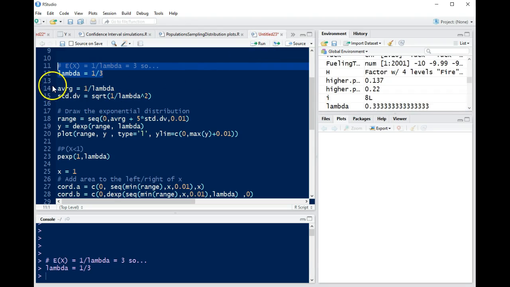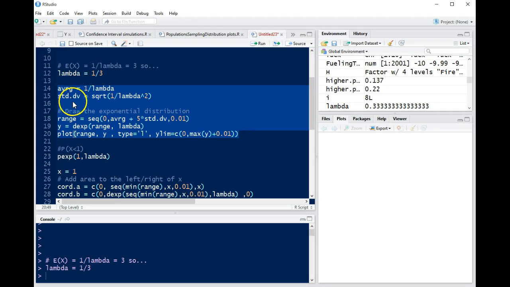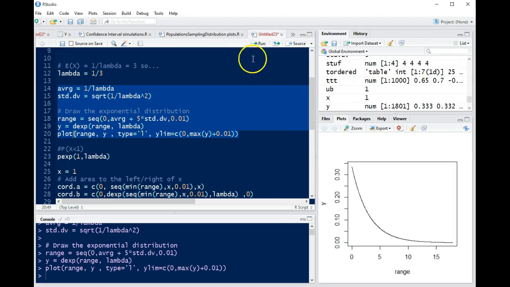That's our parameter. And let's go ahead and define the average and standard deviation, because I first want to draw the exponential distribution just to get an idea of what it looks like. And so if we define the average and standard deviation and use this code to plot the distribution, we can see what the exponential distribution looks like for a lambda of 1/3 or an expectation of 3. And it looks like this.